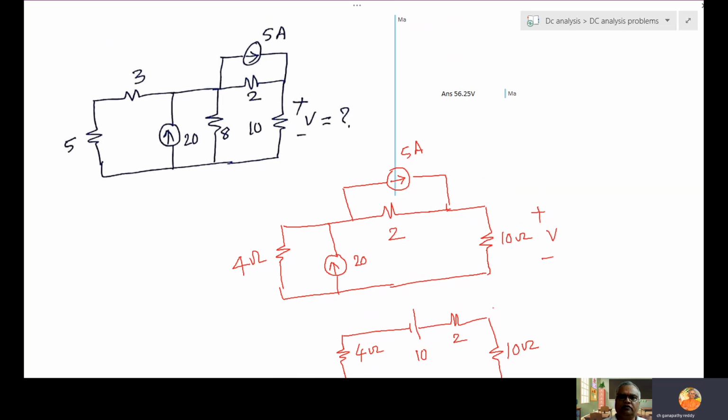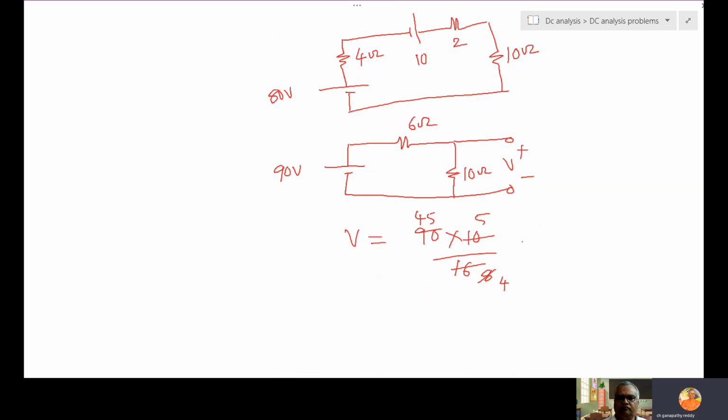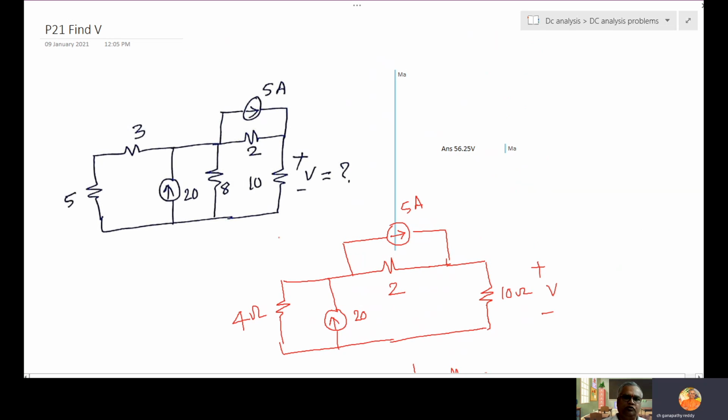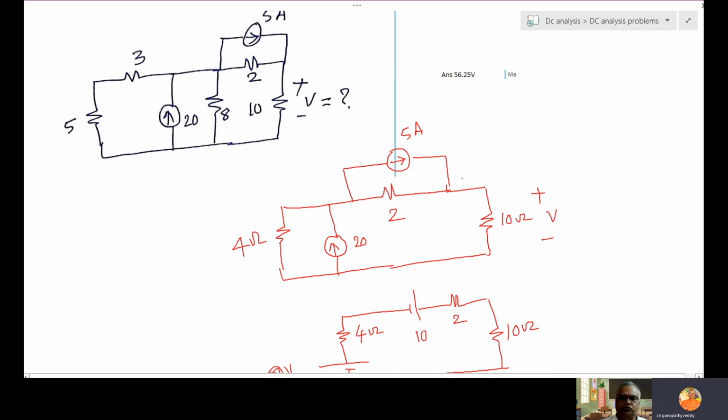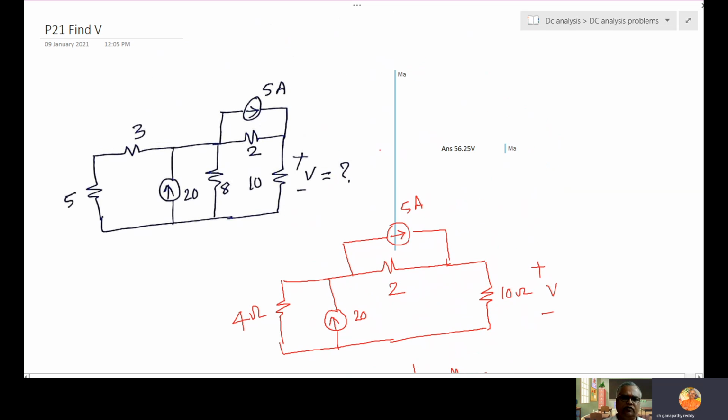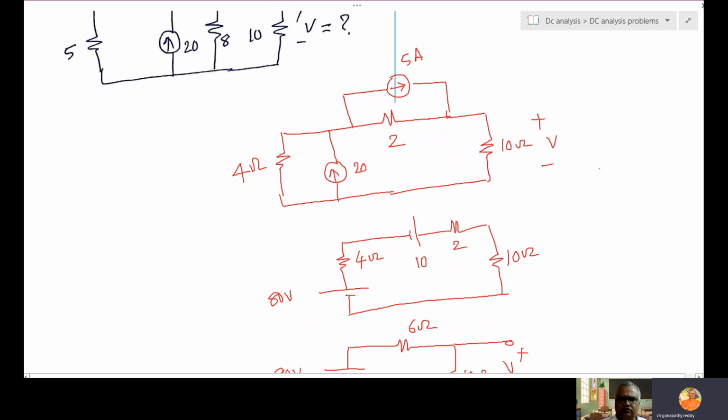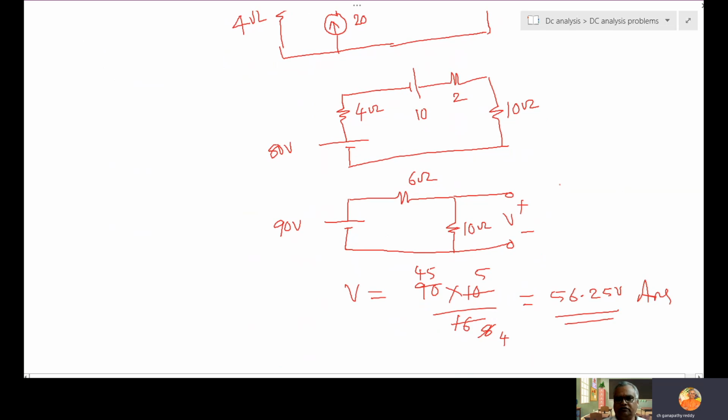So simplify, you will get 56.25. This is the answer. So here I used purposefully the source transformation technique. You can also use nodal or mesh. So this is one application of source transformation.